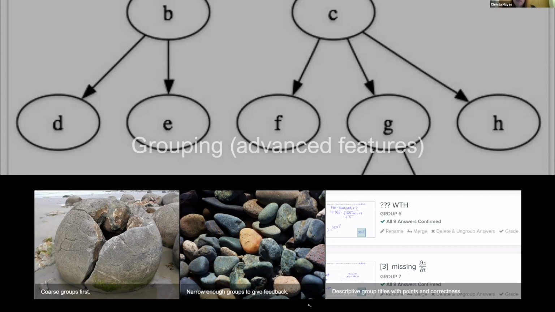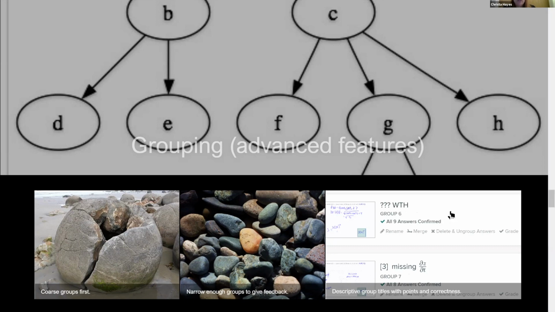So the big picture idea is that, at least for the team that I work on, what we've found to be the most efficient and effective way of using the artificial intelligence grouping tool is to have it run in Gradescope, then make some really big coarse collections, and then break those down into more narrow collections that are narrow enough for us to give meaningful feedback, but also not too narrow, so that we don't end up in one-by-one grading again.